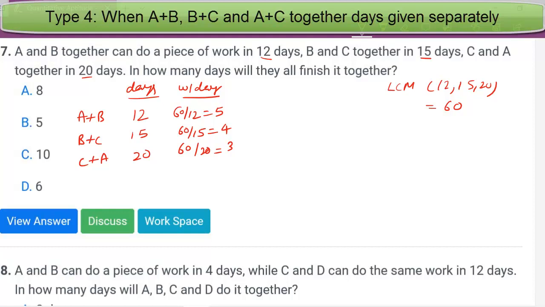You have to find out A plus B plus C, how much work per day is done by them. So if you add all these, you will get 2 times A plus B plus C. That means twice the work per day done by A plus B plus C. That will be 5 plus 4, 9, plus 3, that is 12. So A plus B plus C are doing half of this. That means 6 work per day. So the number of days it will take will be the total work, which is 60, divided by 6. So that will be 10 days. So C is the answer.